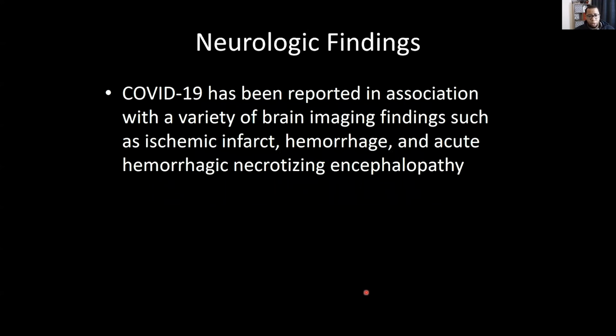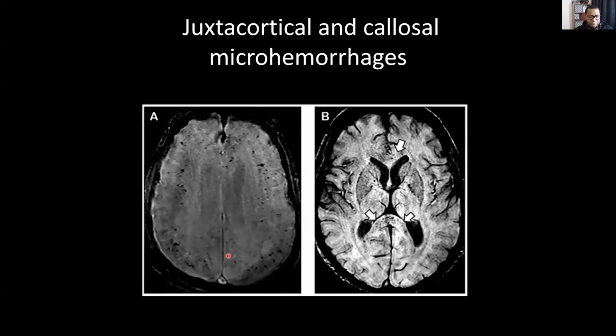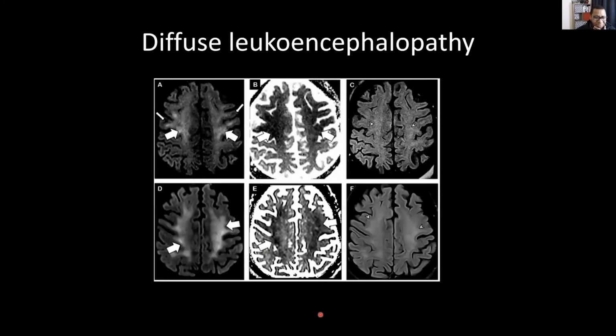Neurologic findings have also been reported. Like I said, large vessel strokes have been reported, infarcts, hemorrhage, acute hemorrhagic necrotizing encephalopathy. Okay, which is this. I'm not a neuroradiologist, but I found this interesting as a potential sequela of COVID. People found these juxtacortical and callosal microhemorrhages, right? These are susceptibility images. It's showing you some of these dark areas representing microhemorrhages.